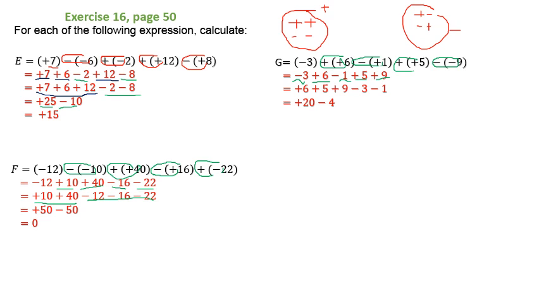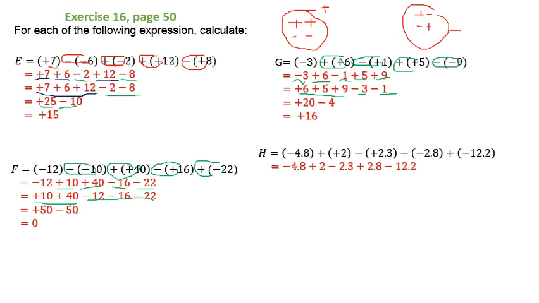So write the sum of the positive numbers. 6 plus 5, 11, plus 9, 20. The sum of the negative numbers, 3 and 1, is 4. So minus 3 minus 1 is minus 4. Now I can say that 20 minus 4 is 16.